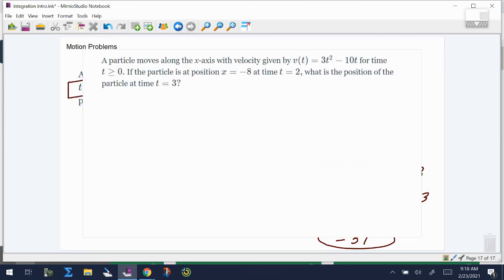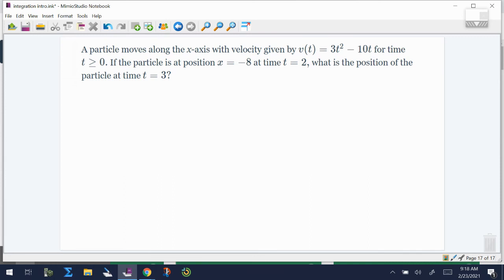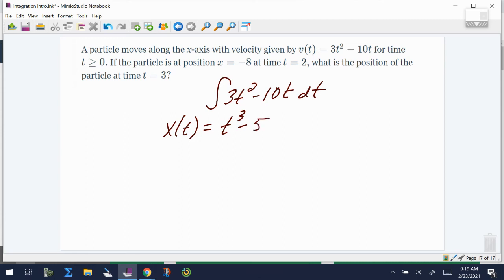So let me show you one more motion problem to make sure you're comfortable. So again, we're going to integrate our velocity because that's going to give us a position function. So my position function when I integrate is going to be t cubed minus 10t to the second over 2 is going to be 5t squared plus c. Then I'm going to take my initial piece of information. That's why it's often called initial condition, because it's usually referencing motion. So I'm going to put -8 in for position, and I'm going to put 2 in for time.